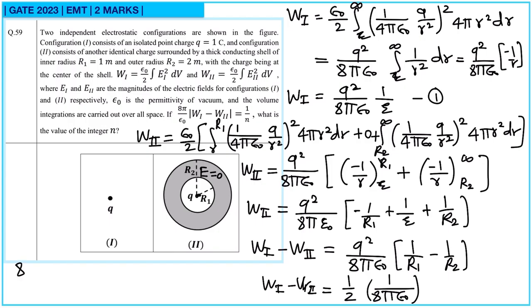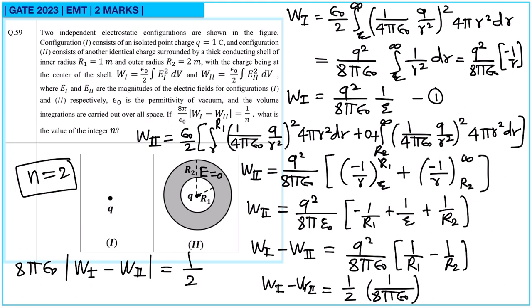Now in the question it is asked 8 pi by epsilon naught. But if we consider 8 pi epsilon naught in bracket W1 minus W2, then this comes out to be 1 by 2, and by comparison we can write n is equal to 2. So there was this mistake in the question itself. This epsilon naught should be in the denominator, but in the question it is wrongly given in the numerator. So for this particular question, marks were given to all. This was an MTA question. But if we consider 8 pi epsilon naught like this, then the answer will be 2.